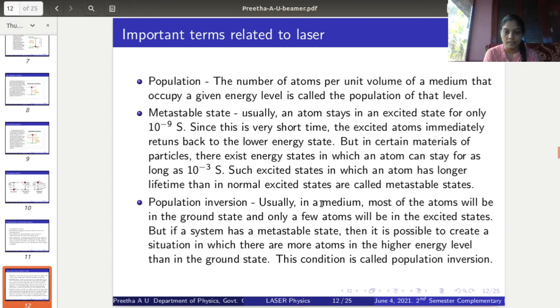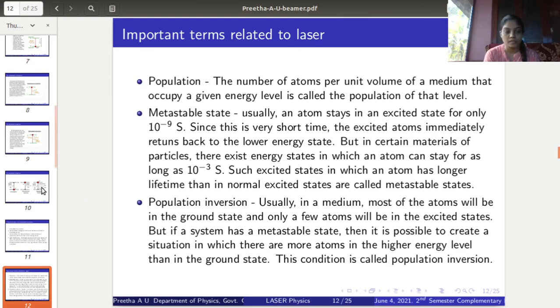Usually in a medium, most of the atoms will be in the ground state and only a few atoms will be in the excited states. But if a system has a metastable state, then it is possible to create a situation in which there are more atoms in the higher energy level than in the ground state. This condition is called population inversion.